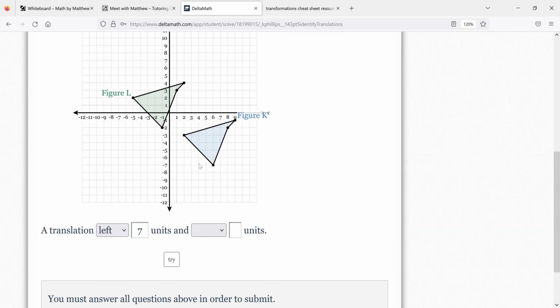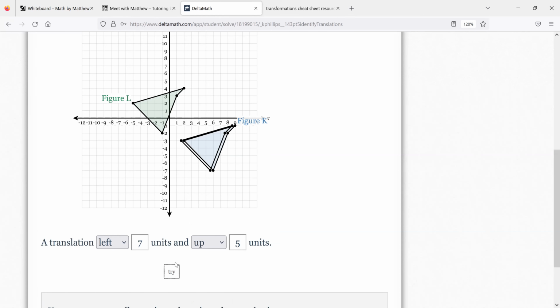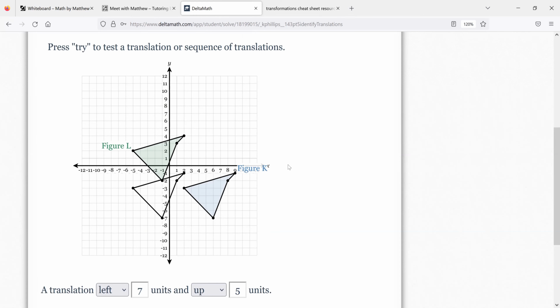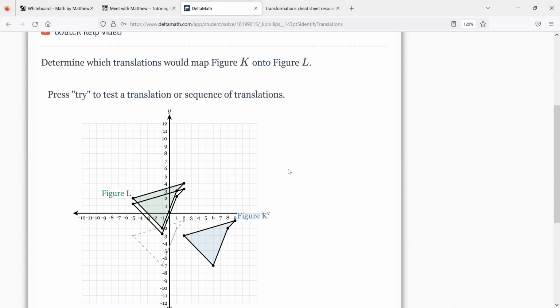Okay. And then we know that it also goes up. So I look at this -3 here, and I'm like, well, okay, where is this other point? Oh, it's at 2. So how do I go from -3 to 2? I'm not even looking at the points anymore. It's just the axis. That's 5 units up. There it is.